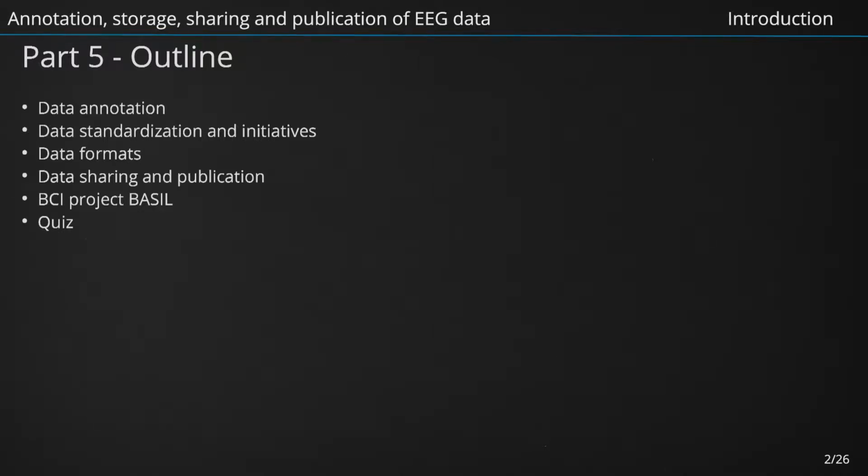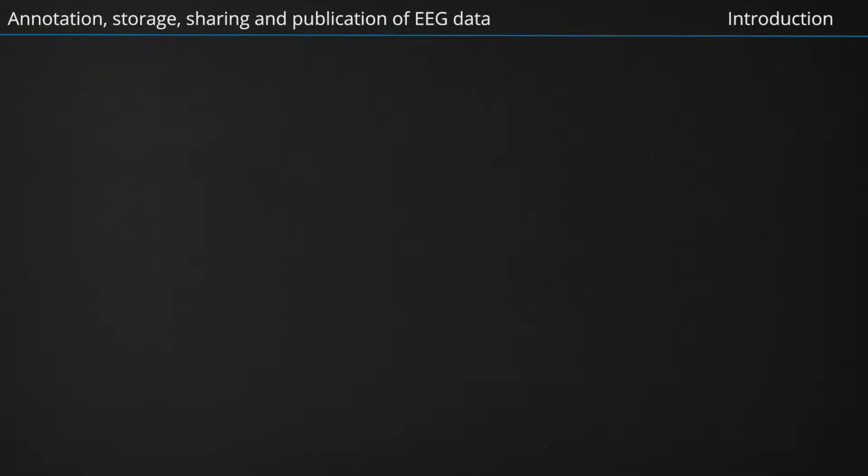The next topic we will deal with is data sharing and publication. We will provide you with examples of raw EEG data that were published. Then, an example of EEG data annotation within the Brain-Computer Interface Project Basil will be given. And we conclude this part of our tutorial with a short quiz.